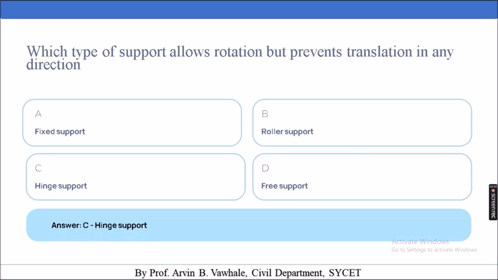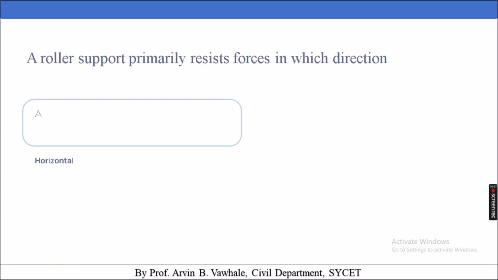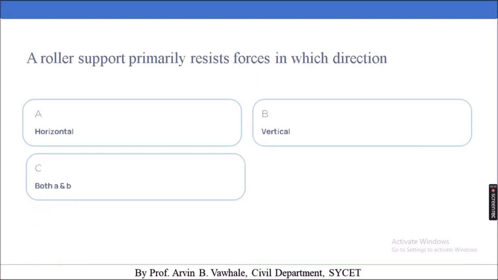C, hinge support. A roller support primarily resists forces in which direction? Option A, horizontal; option B, vertical; option C, both A and B; option D, rotational. Answer: B, vertical.